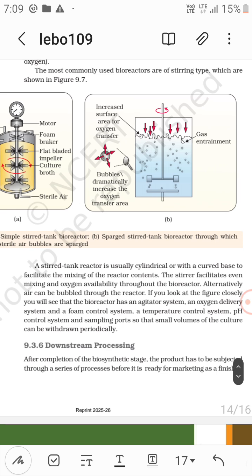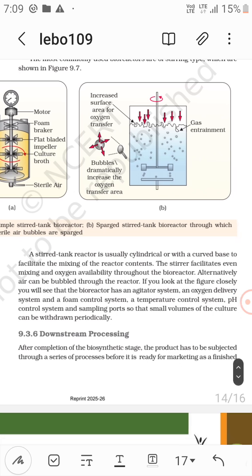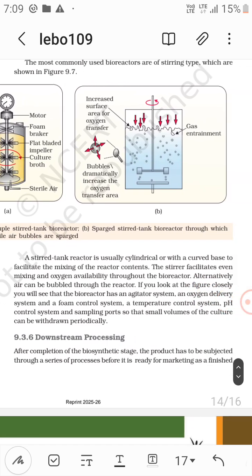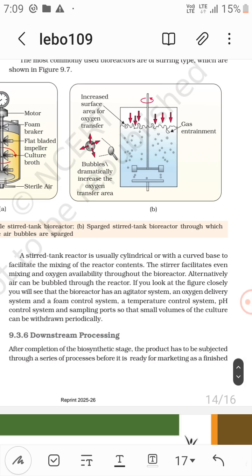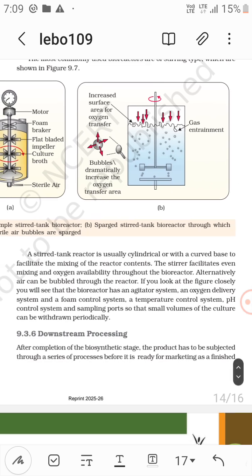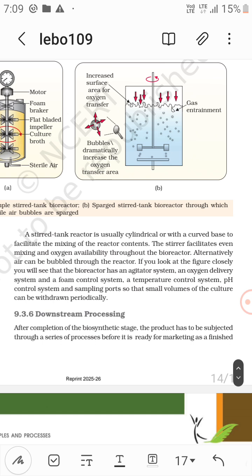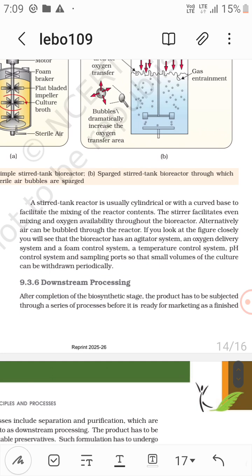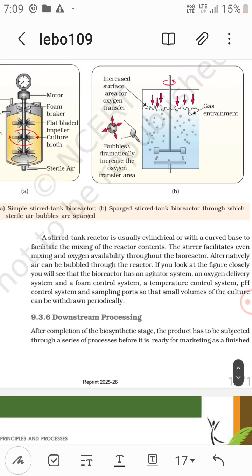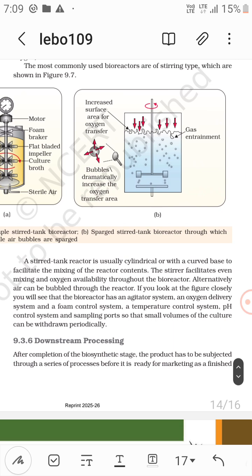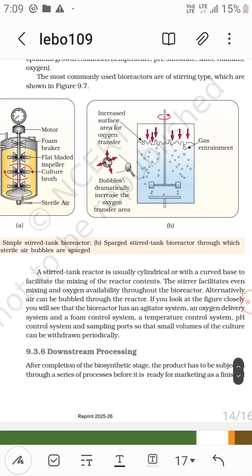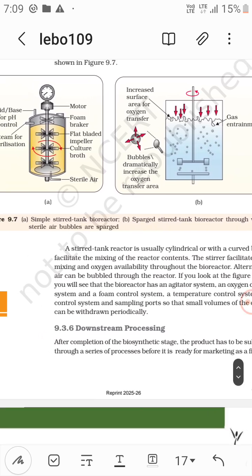Alternatively, air can be bubbled through the reactor. If you look at the figure closely, you will see the bioreactor has an agitator system, an oxygen delivery system, a foam control system, a temperature control system, a pH control system, and sampling ports so that small volumes of the culture can be withdrawn periodically. So this is a stirred tank reactor. The only difference is that they have the sterile bubbles in the second diagram. That is a sparged stirred tank reactor. A simple stirred tank reactor has an agitator system and all that.